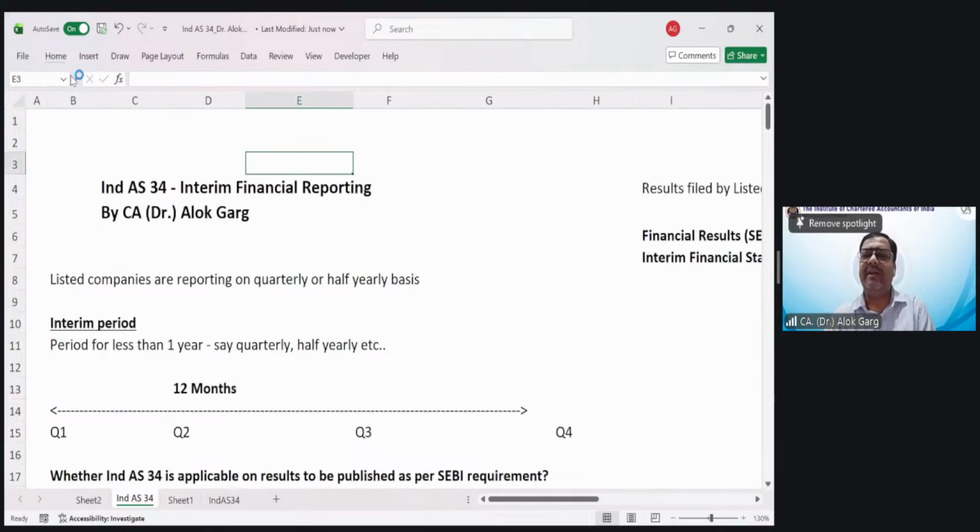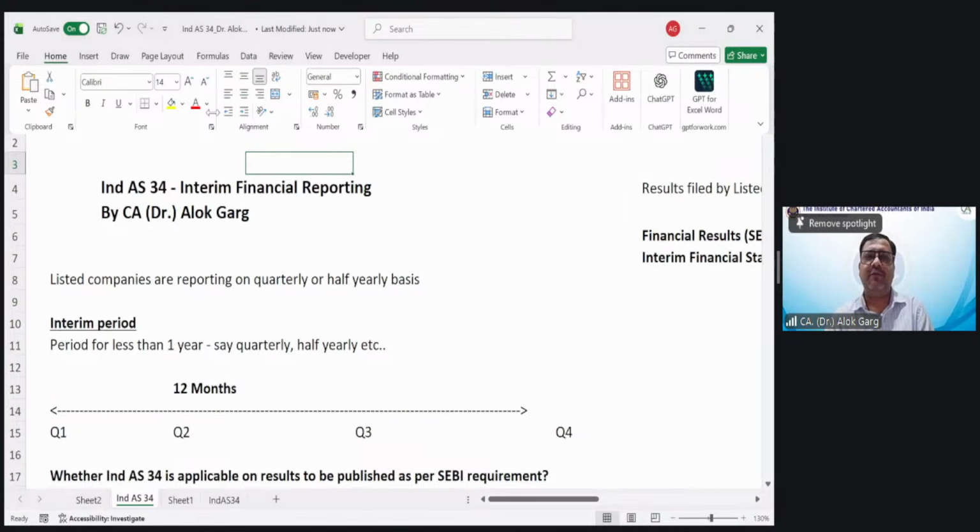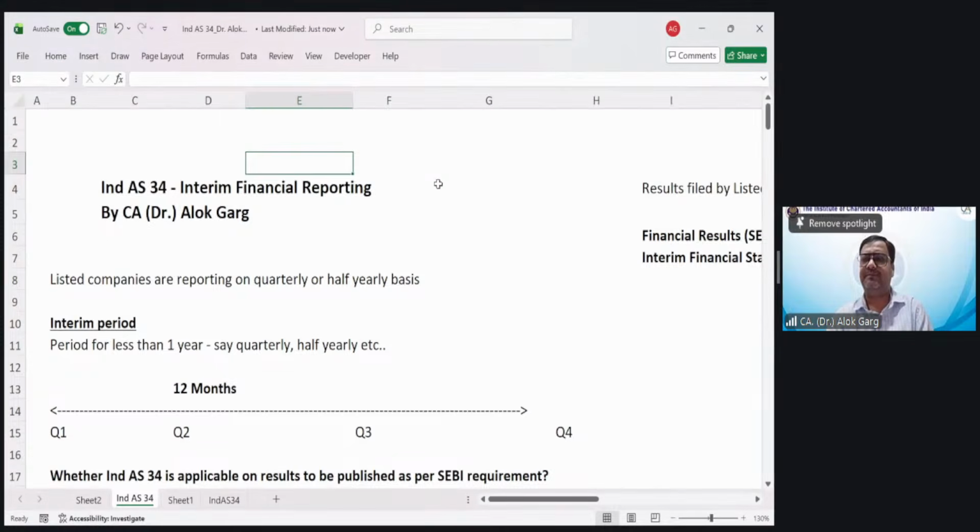As per Ind AS 1, we have to do the financial reporting at least for a year. I mean to say the frequency of reporting has to be annual, minimum has to be annual. But what is meant by interim?